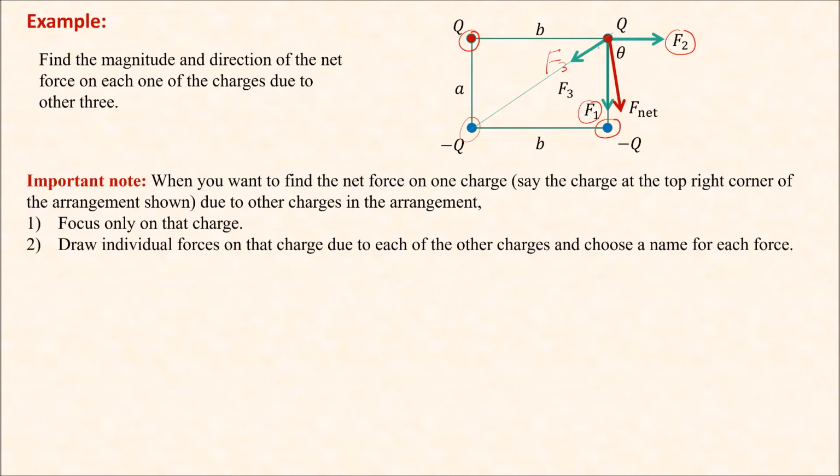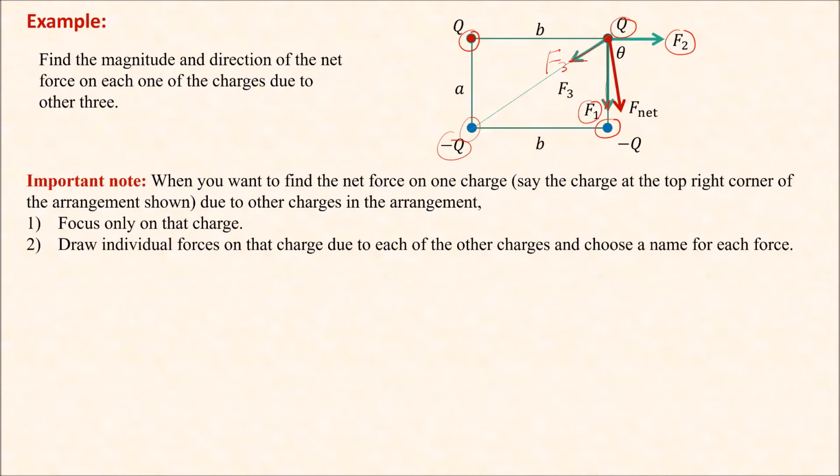For example, the top two both are positive, so they repel each other. But for the forces due to the other two, the lower charges, because they are negative and that charge is positive, the force is toward that. This is positive, this is negative, so this force is toward. Draw the individual forces either toward or away from each charge directly.